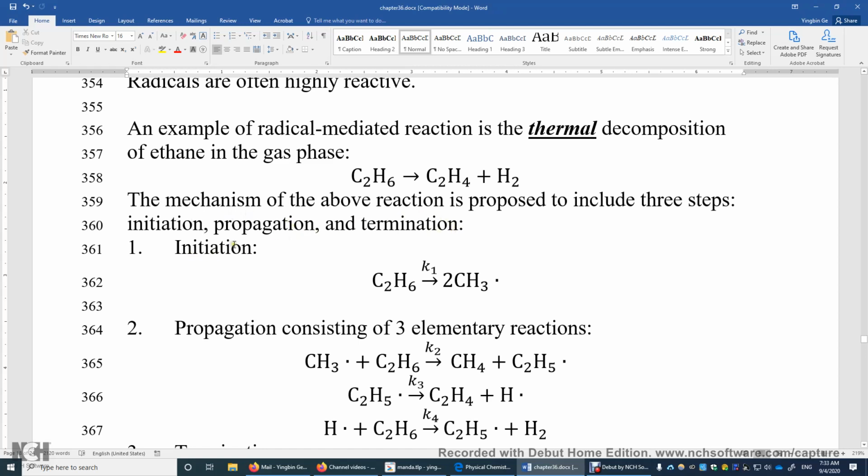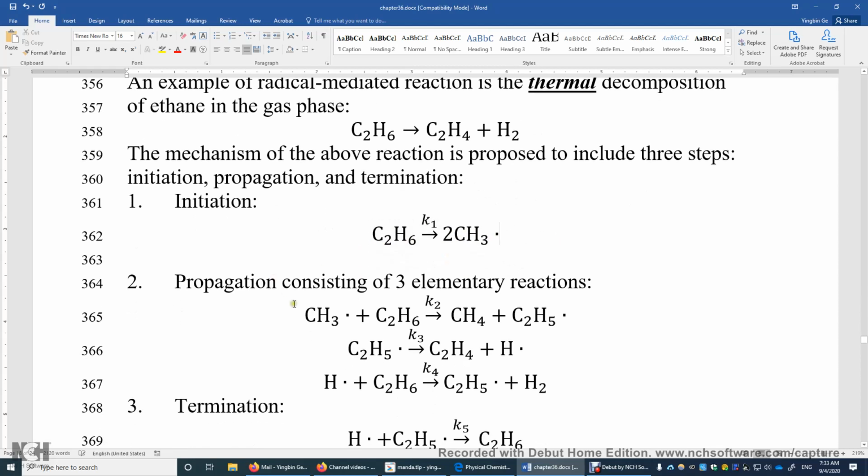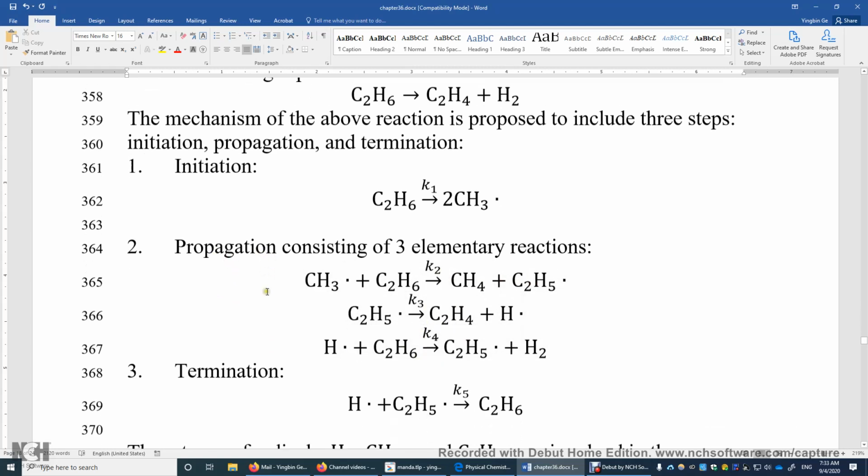So let's look at initiation. In this step, if the temperature is high enough, it's possible to break a carbon-carbon bond in this ethane molecule to form two methyl radicals. In this step, radicals are produced. Propagation. There are three possible elementary reactions in propagation.